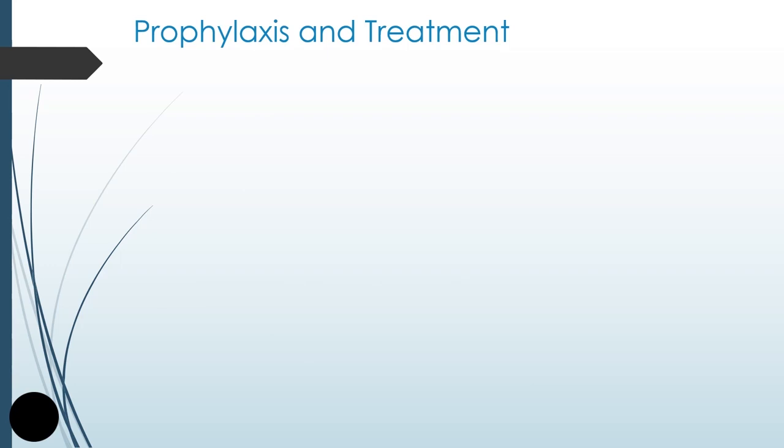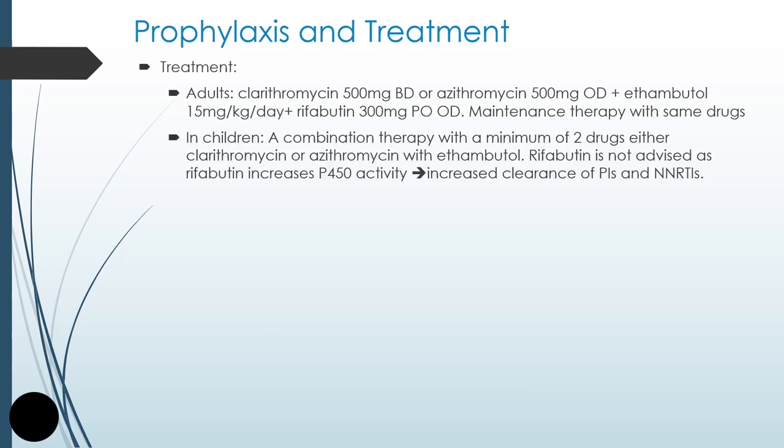Treatment is recommended when the clinical suspicion of MAC is high on clinical grounds and radiological findings, or the infection cannot be ruled out, or other causes of infections have been ruled out. Then it is recommended to start treatment with triple drugs, and these include either clarithromycin or azithromycin with ethambutol and rifamycin. Maintenance therapy will be continued with the same drugs.